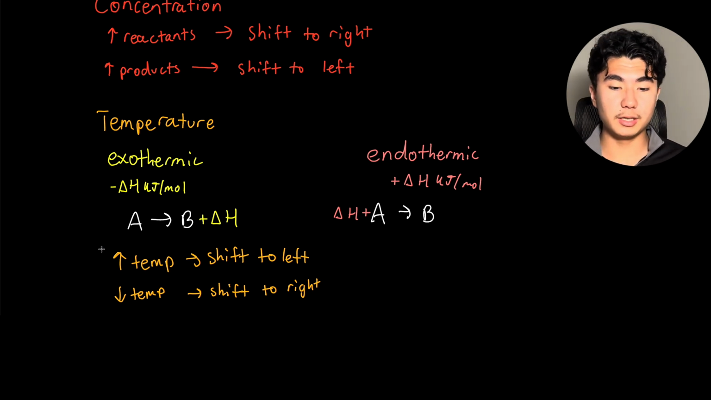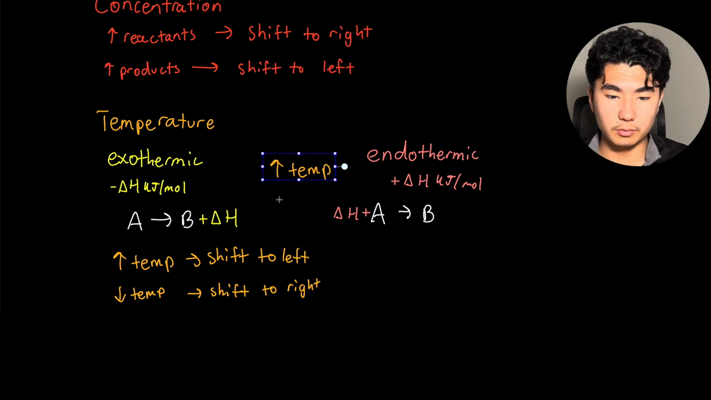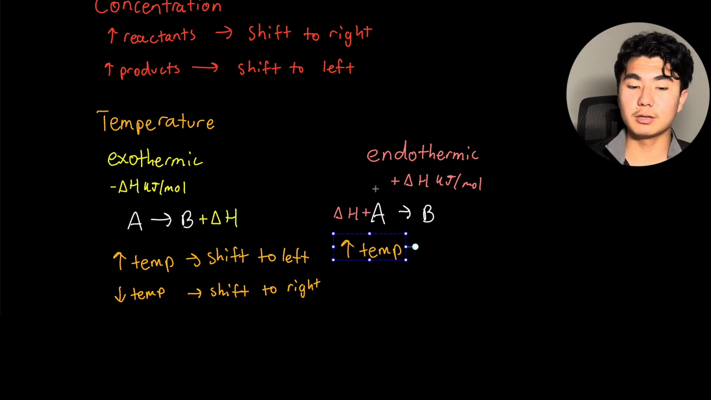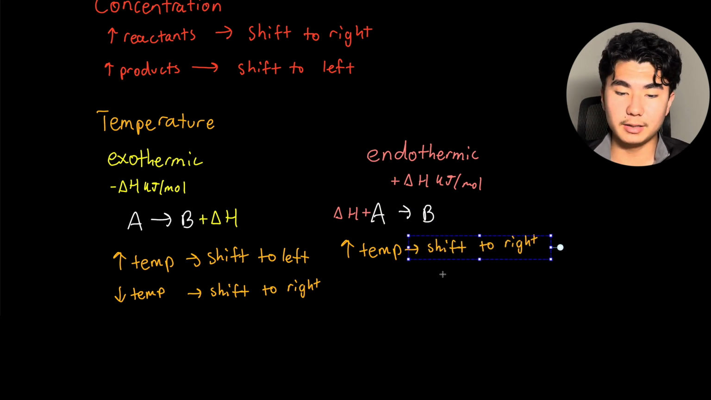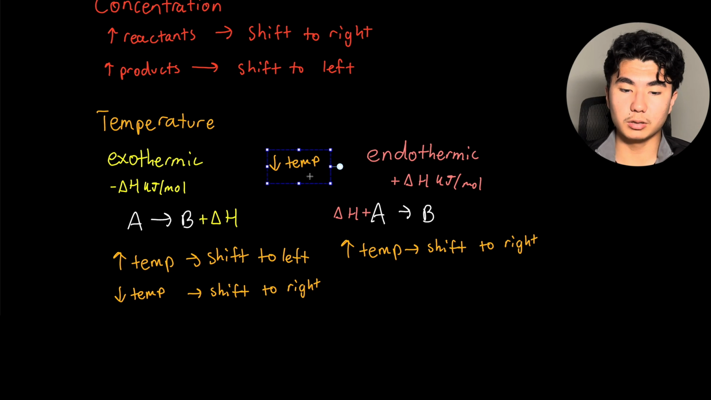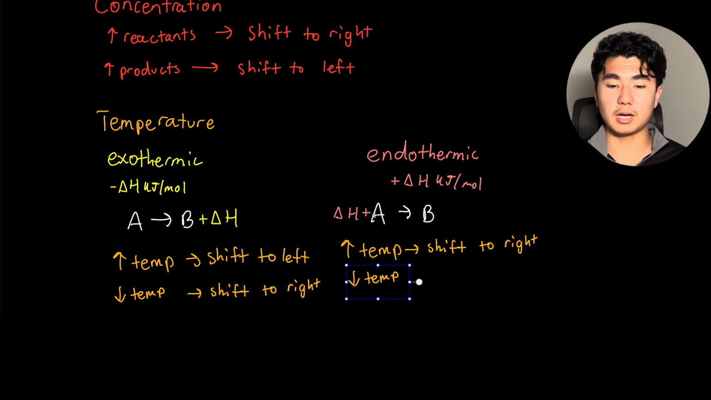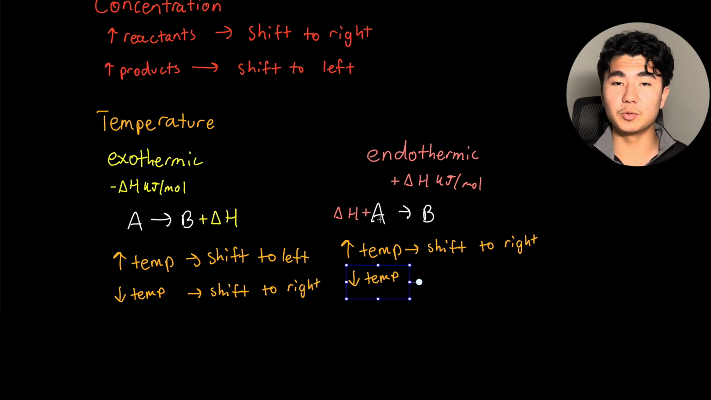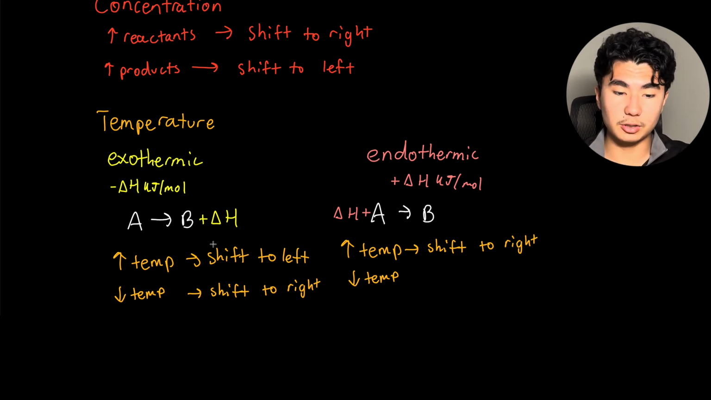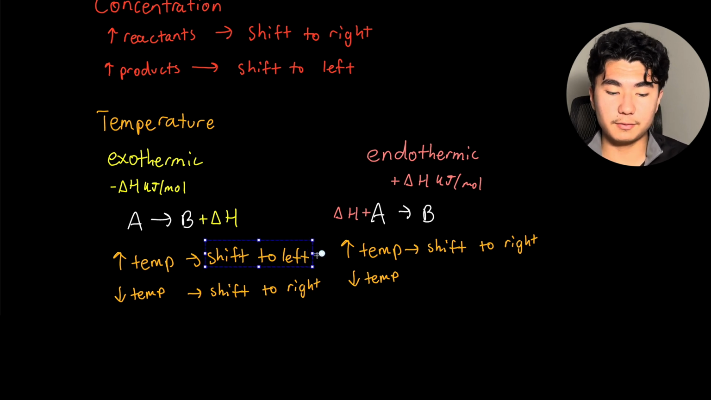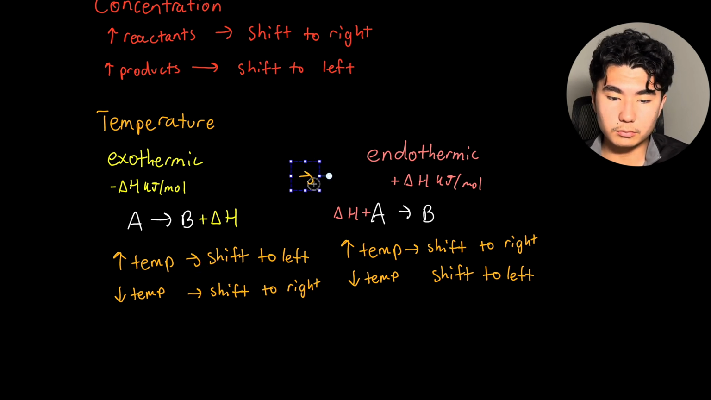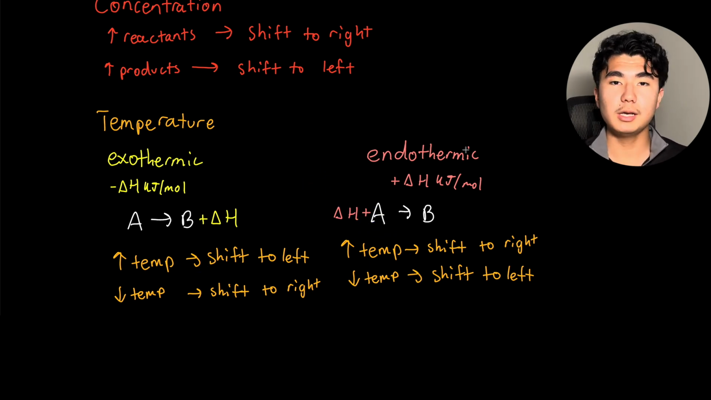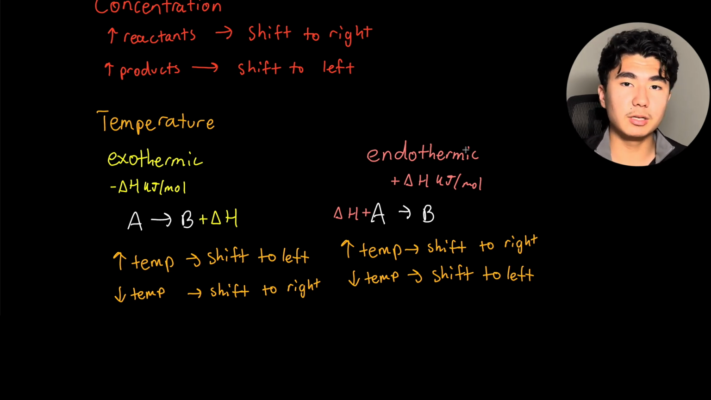So now if we increase temperature, then we're adding more stuff to the reactant side, so it needs to shift to the right. And if we decrease temperature, we're having less stuff on the left side. So when we decrease that temperature, then we're just going to have to shift to the left in order to counterbalance that. And that's pretty much how an increase in temperature can affect equilibrium. But it's all based on if the reaction is exothermic or endothermic.